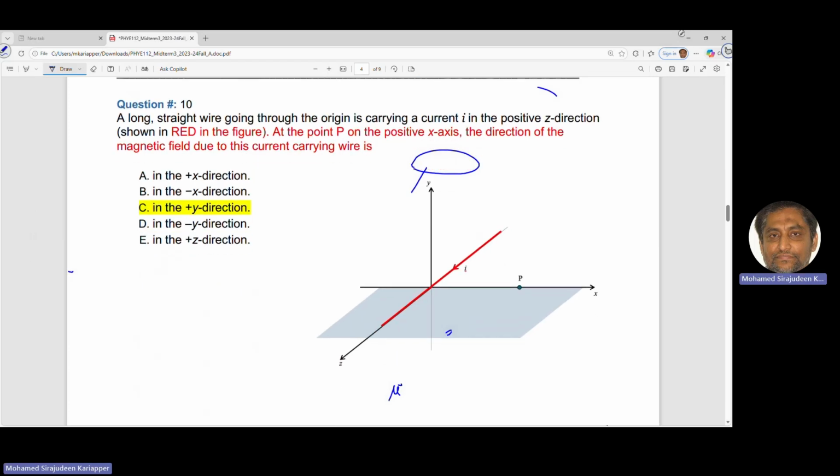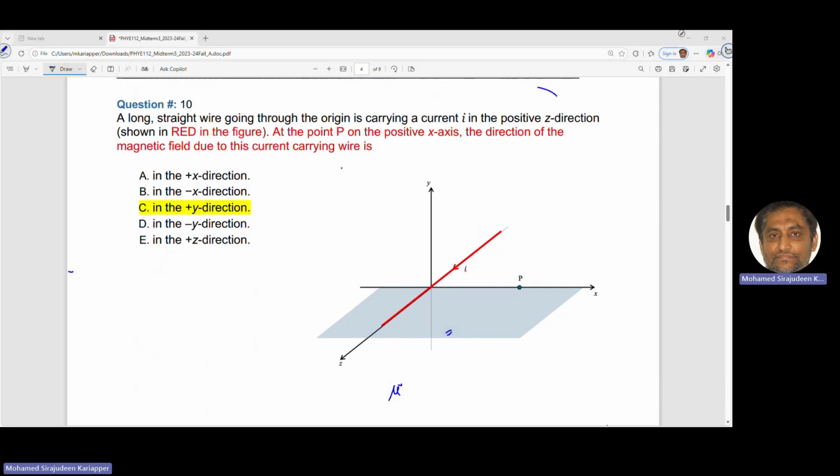Number 10. A long straight wire going through the origin is carrying a current I in the positive Z direction, shown in red in the figure. At the point P on the x-axis, what's the direction of the magnetic field due to this current carrying wire?